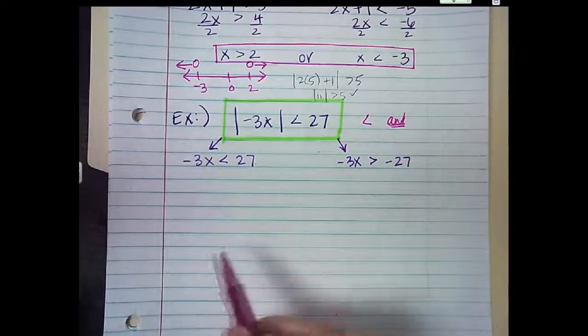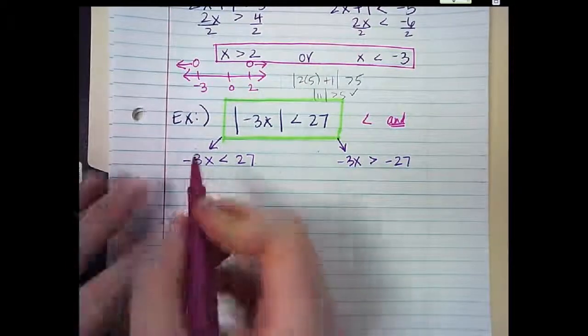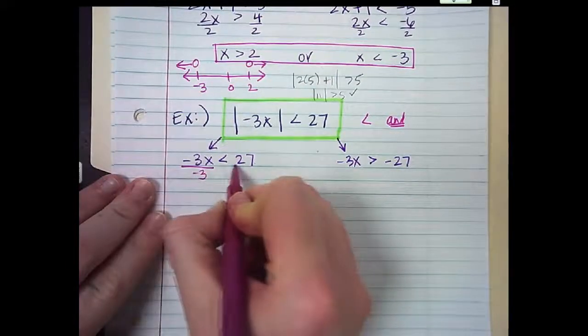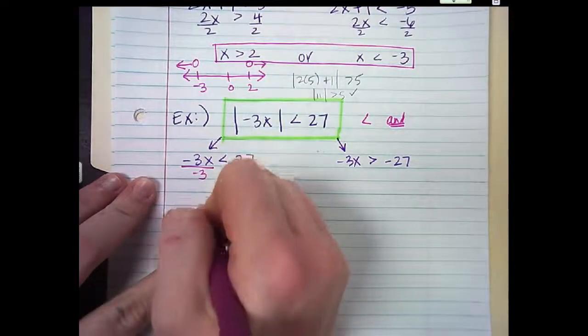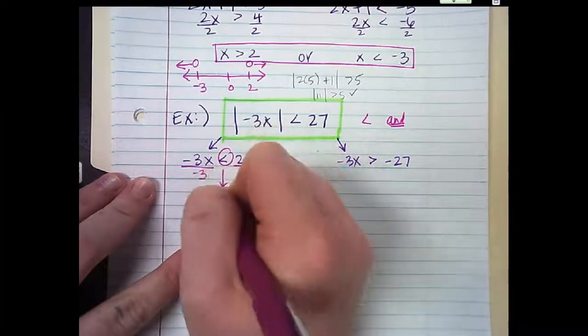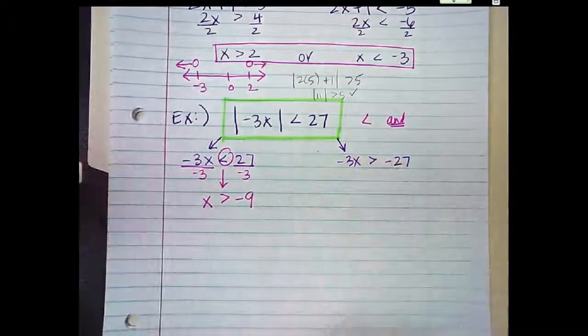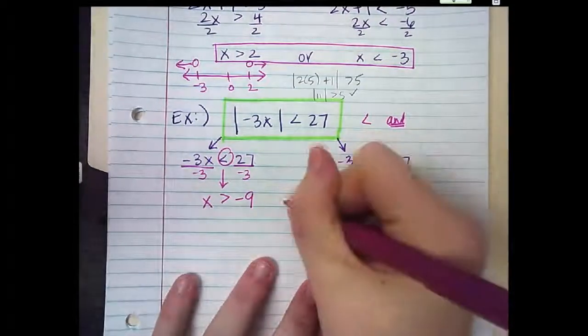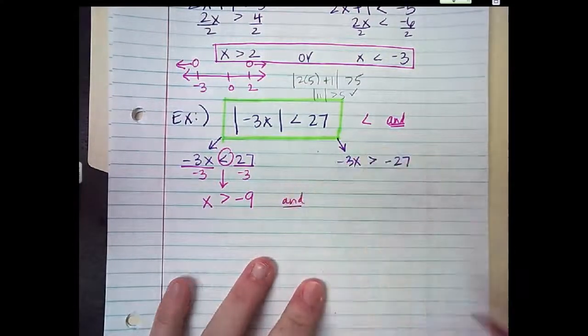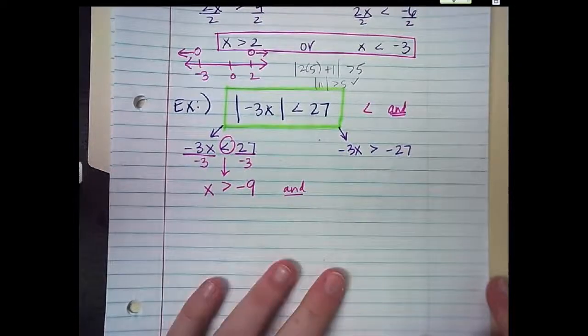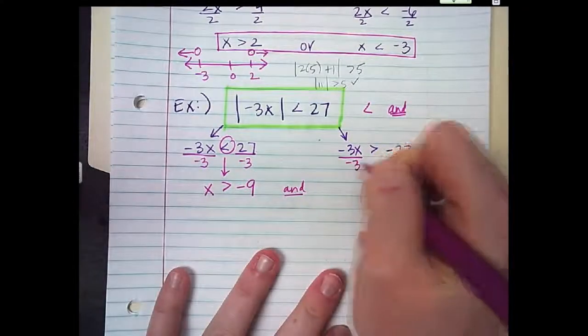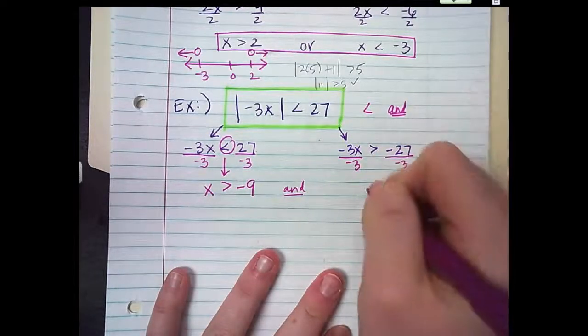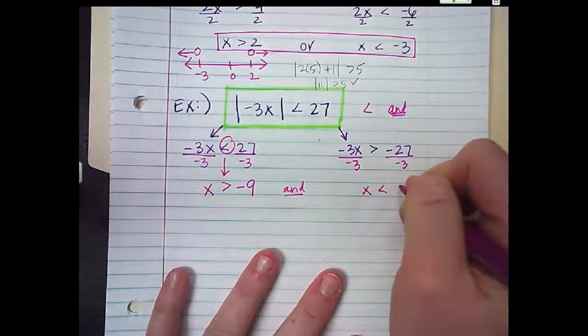Okay, how do I solve for x on the first part? Divide by negative 3, and what has to happen? Yes, flip the sign. So this flips, so now that actually says x is greater than negative 9. I'll put my and in there so I remember what to look for at the end. Same thing here, divide by negative 3. X is less than positive 9.